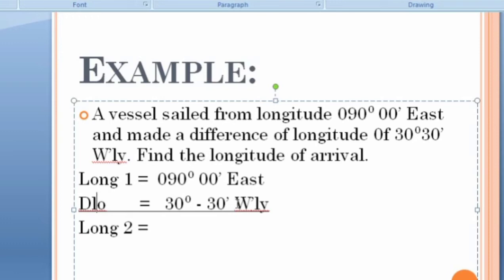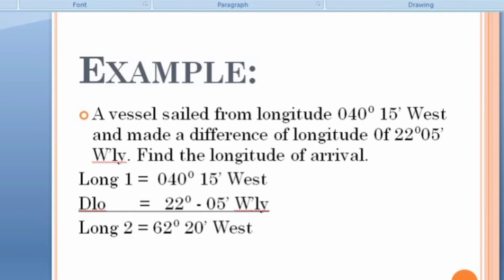Since the direction is opposite to the side, which is east, therefore we will be subtracting this one since we have a counterclockwise direction. If we have a counterclockwise direction, it means that the longitude of arrival will be less than 90 degrees, of course, no? That is what it means. So let's have the answer.